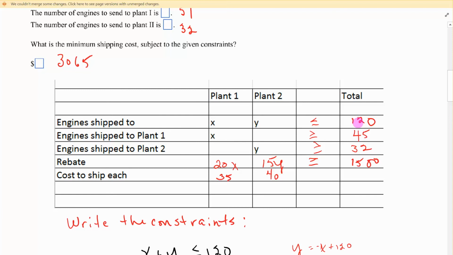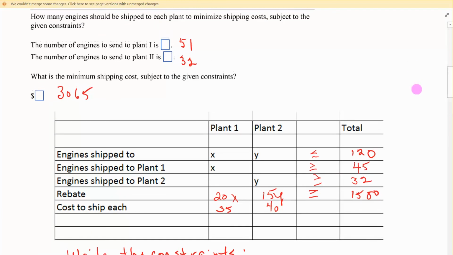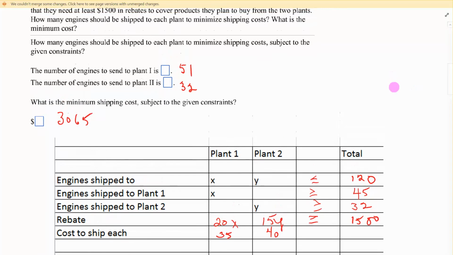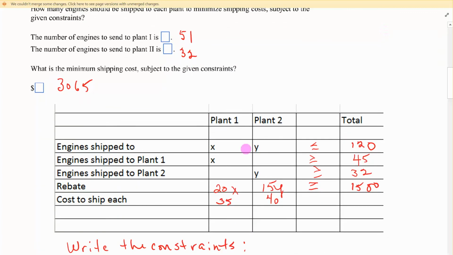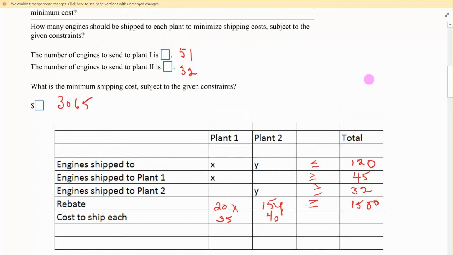You don't have to make it that formal, but I tried to get at least that much done. So plant 1 and plant 2, engine shipped to X and to Y. And this says the company can send at most 100 engines to these assembly plants. So X plus Y has to be less than or equal to 120.